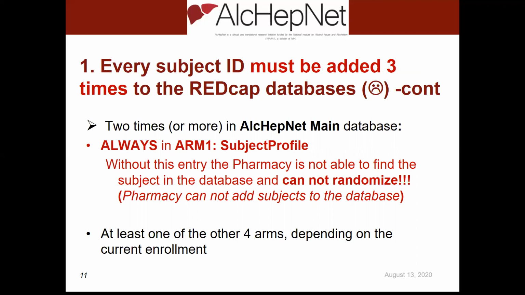And then after you enter the person in arm one, which contains the data that would pertain to both observational and clinical trial, right? It's just demographics and death and pregnancy information. Then you would have to go and enter the subject one more time to the arm that you are working on. So we can go to the next slide.